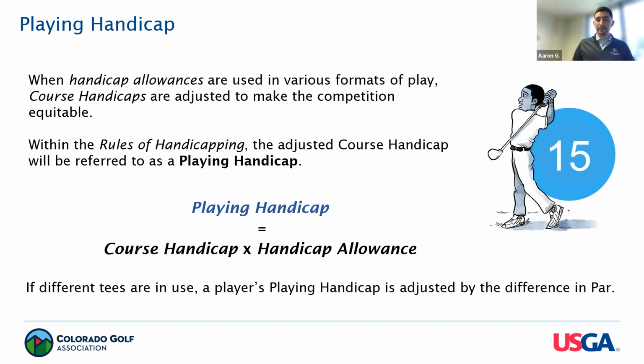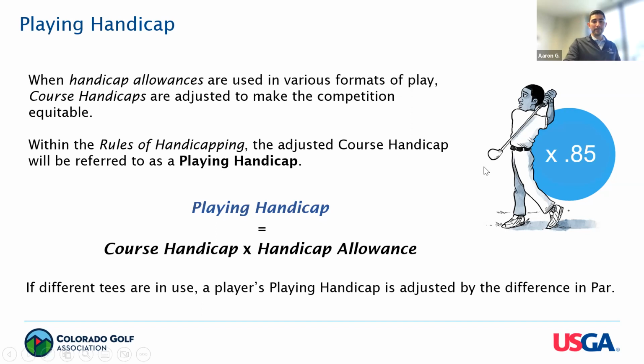Okay, so in order to calculate a playing handicap, you simply just take the course handicap and you multiply it by the handicap allowance. And then the one piece that I forgot to tell you on purpose is you take the unrounded course handicap multiplied by the handicap allowance. All right. And then there's a little note there: if different tees are in use and they have a different par, then, of course, the difference in par will be allocated. But that's the only additional adjustment that needs to be made for a playing handicap. Most of the time, it'll just be course handicap multiplied by the handicap allowance. My apologies.